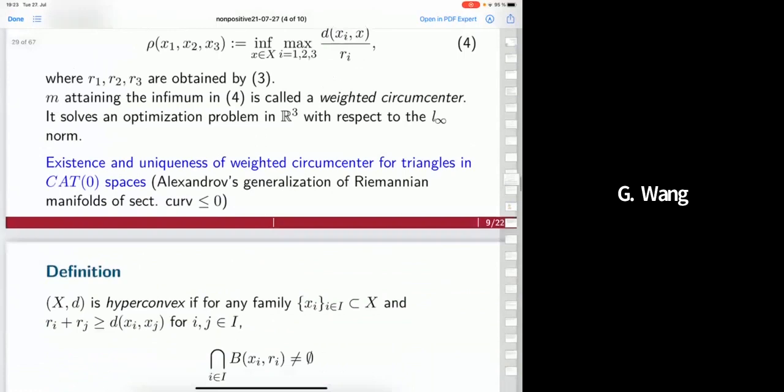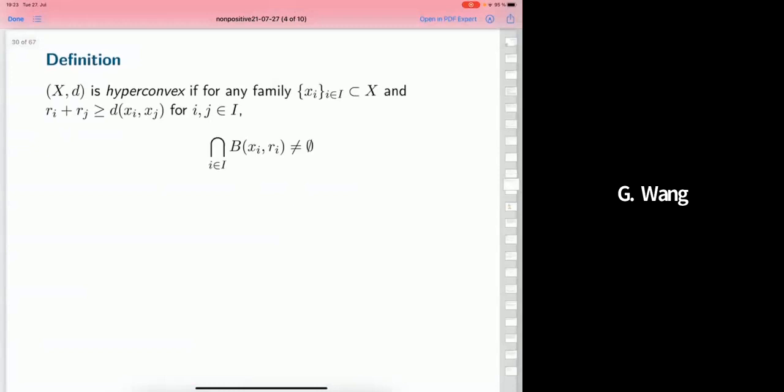So now, we had that for 2 points originally, then required it for 3 points. And then, of course, you can ask what happens if you require it for more than 3 points, or in fact, for an arbitrary number of points. And if that is satisfied, we call the space hyperconvex. So you have a family of points, arbitrary index set, and a family of radii such that for any 2 points, the sum of the corresponding radii is always bigger or equal than the distance between those 2 points. And then, if that is satisfied, you require that all these balls have a common intersection.